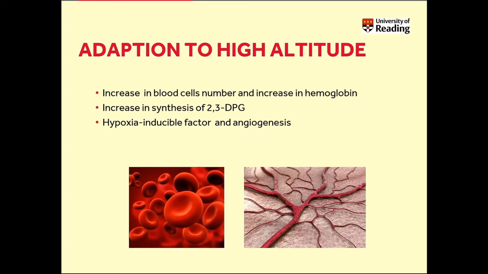Now, living at high altitude will lead to hypoxia. Because of that, there is a stimulation of the production of 2,3-DPG in red blood cells. There will be an increase of 2,3-DPG, which will facilitate the delivery of oxygen to tissue. And this is an adaptive mechanism, as is also the increase of angiogenesis.